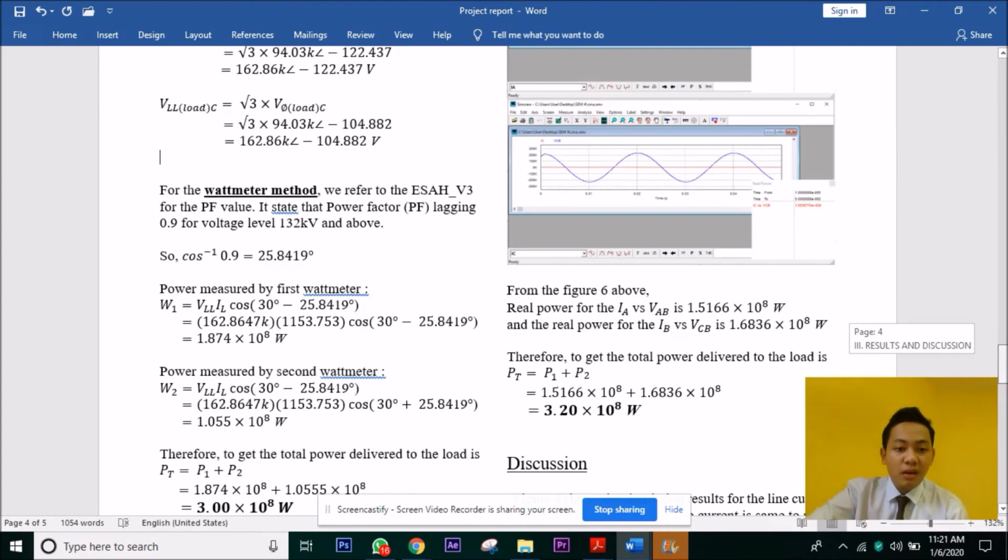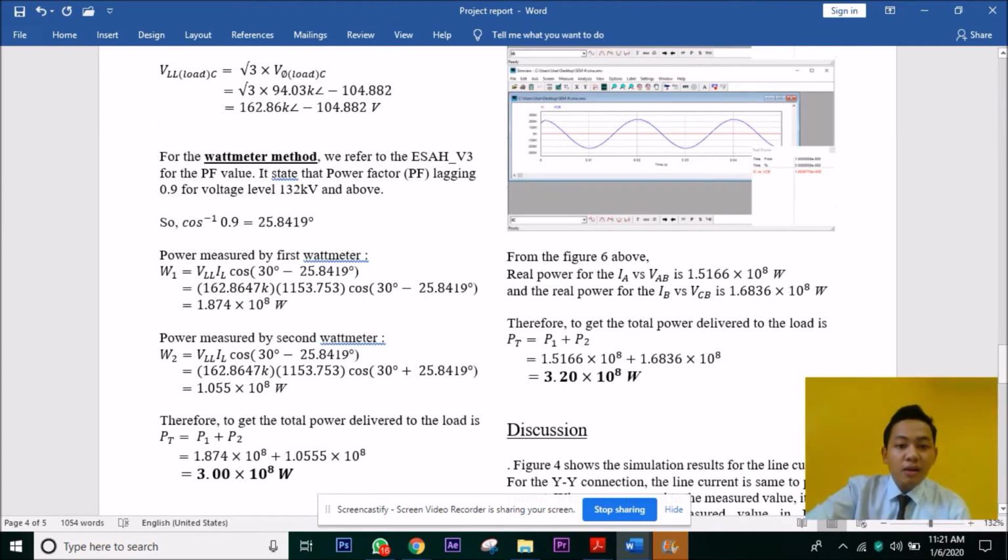And then we use the wattmeter method. We refer to the ISAH book for the PF value. It states that power factor lagging 0.9 for voltage level 132 kilovolt and above. So cos inverse 0.9 equals 25.8491. So this is the formula for wattmeter 1 and wattmeter 2 for Y to Y connection. So we get the value for wattmeter 1 and wattmeter 2, and then we add them up.